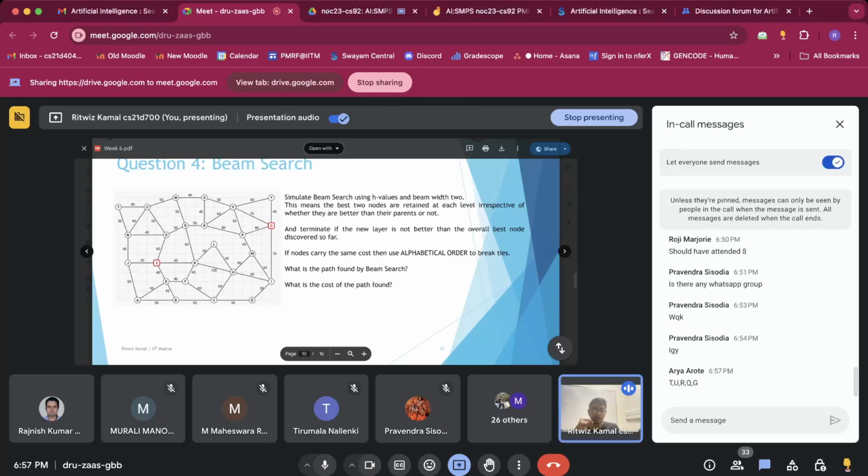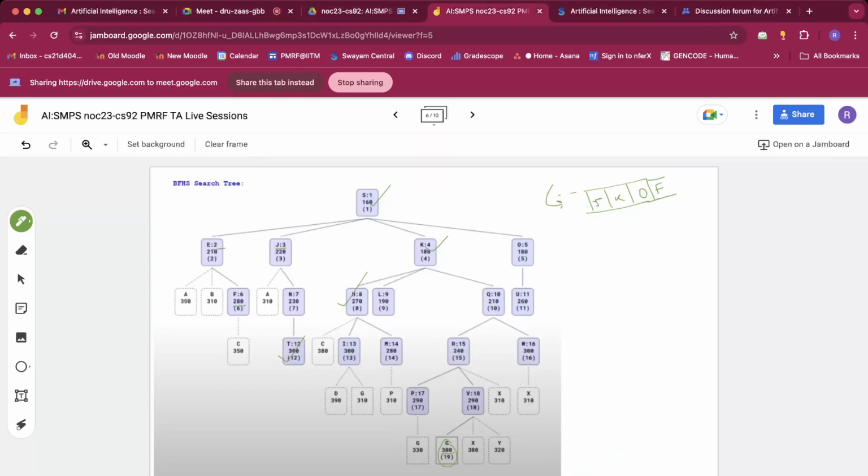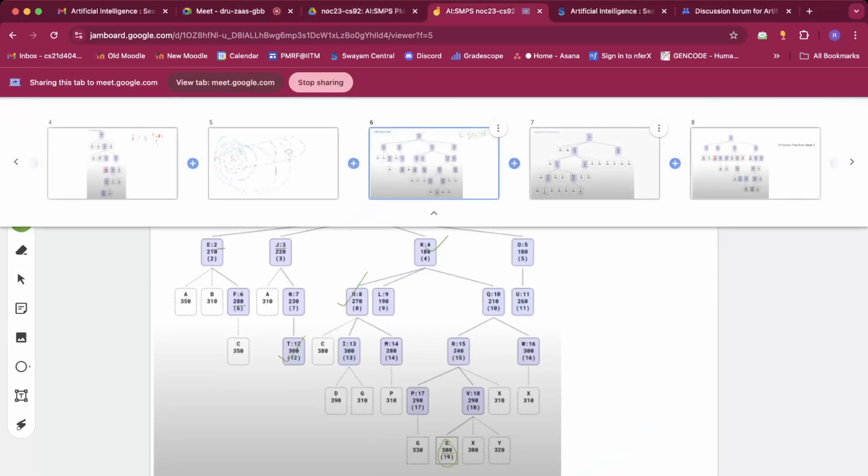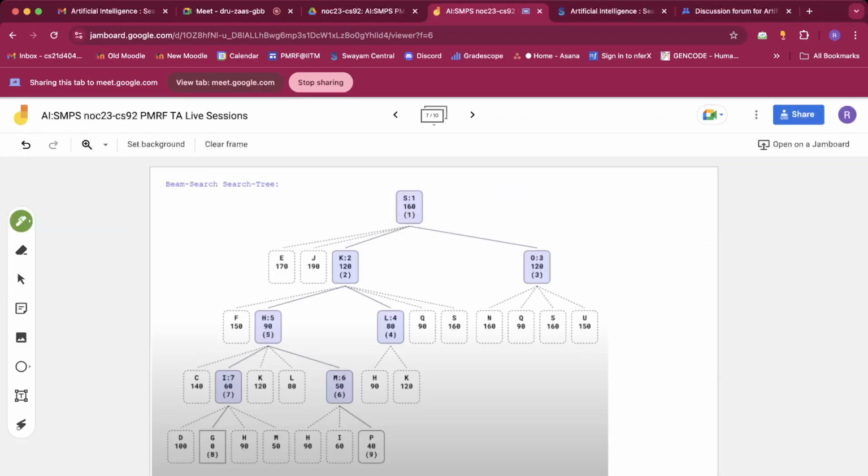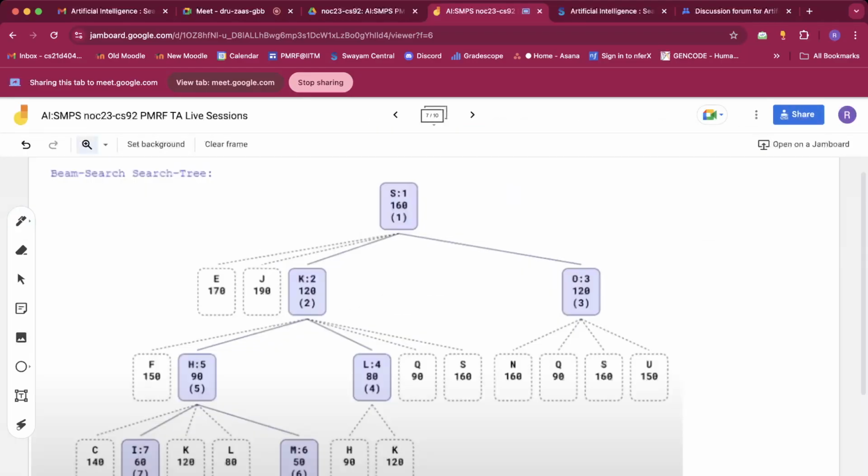Okay, so we already have a solution in the chat box. Thanks, Arya. So let's have a look at the solution now and check the solution basically. Okay, so again I have the search tree prepared, right?